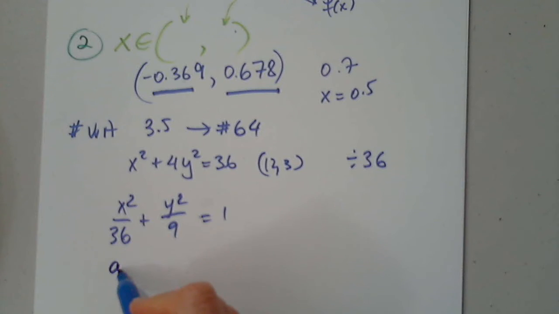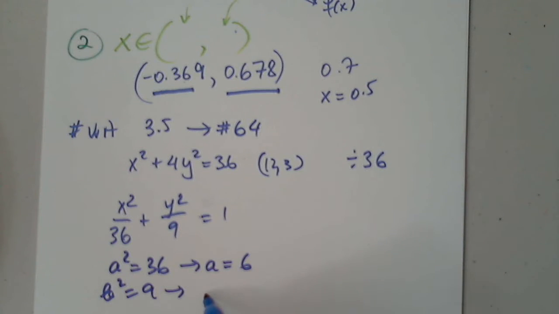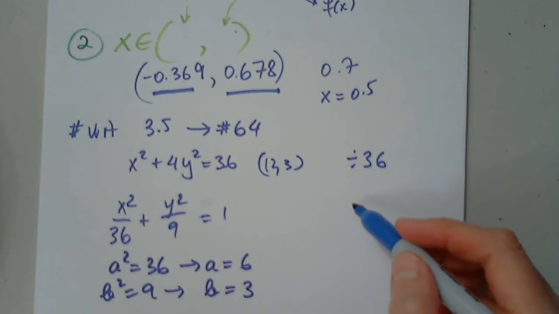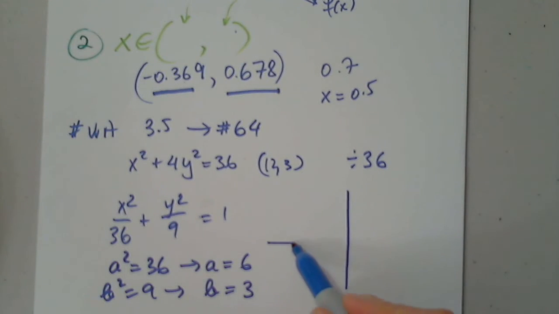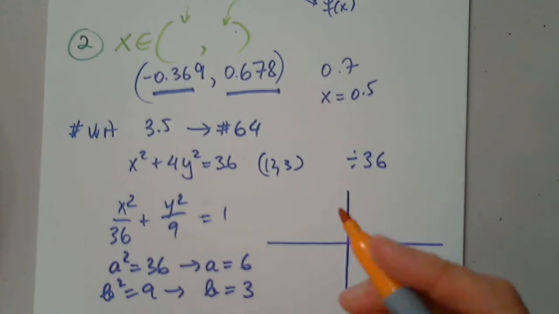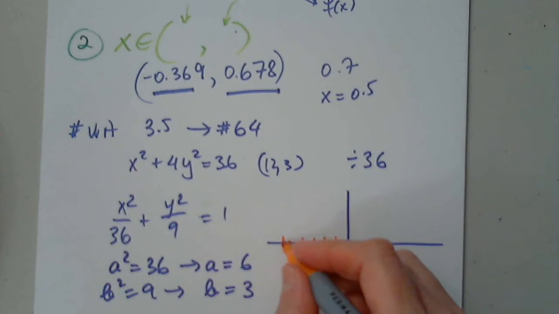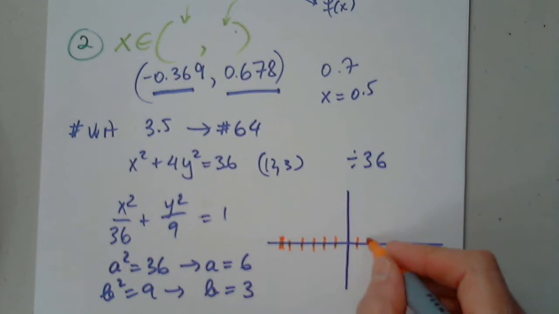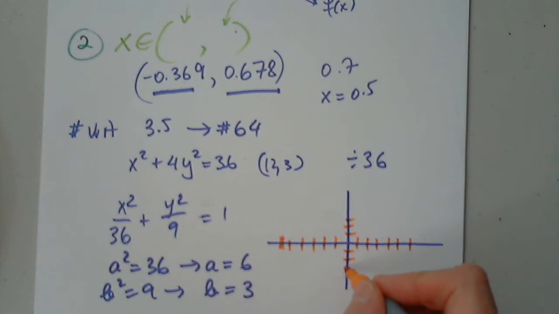So this is a squared, which is 36, which means a equals 6. And this is b squared, which is 9, which means b equals 3. So the graph will look like this. 6 left and right. Oops. And 3 up and 3 down.